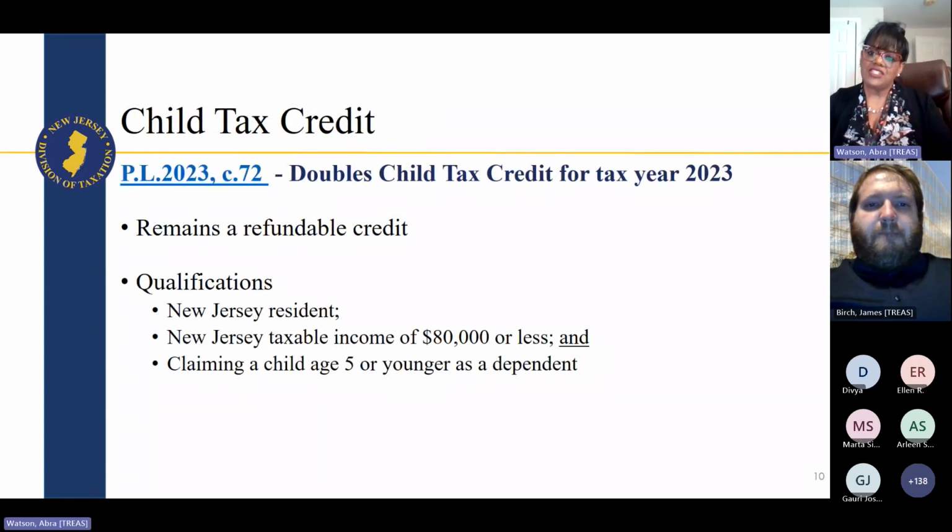The child tax credit, again, it's doubling up. So it's double of what it was the last year. The eligibility requirements, however, are the same. It remains a refundable credit. It is for New Jersey resident taxpayers who have a taxable income of $80,000 or less, and they are claiming a child as a dependent on the return that is age 5 or younger.